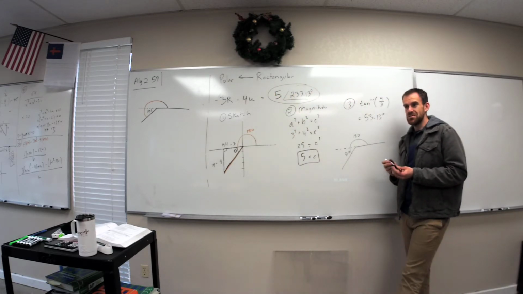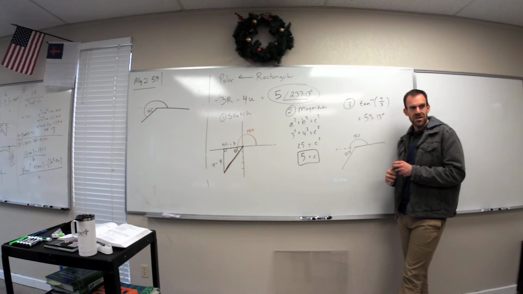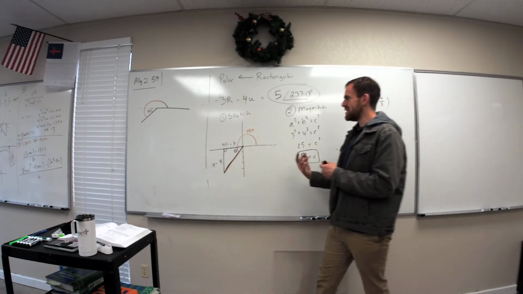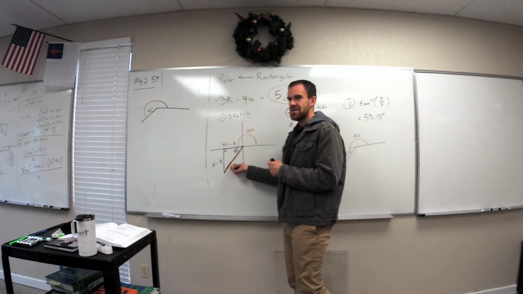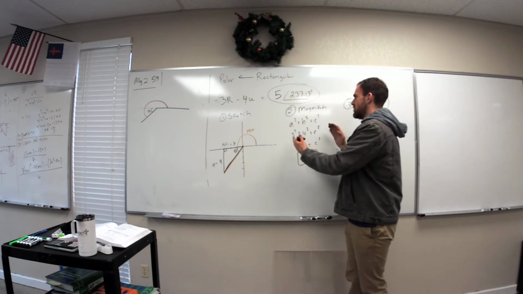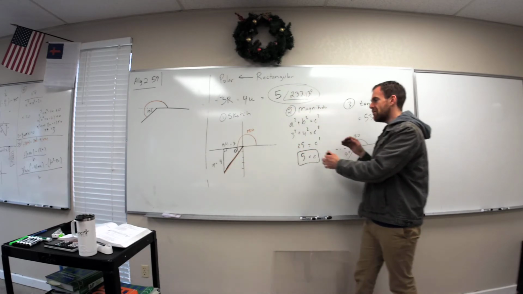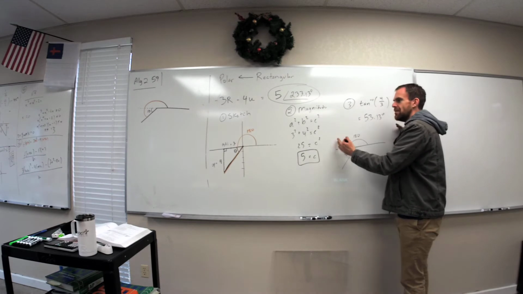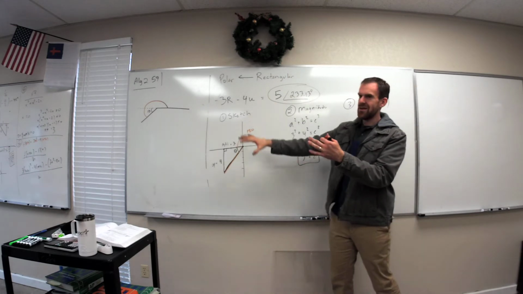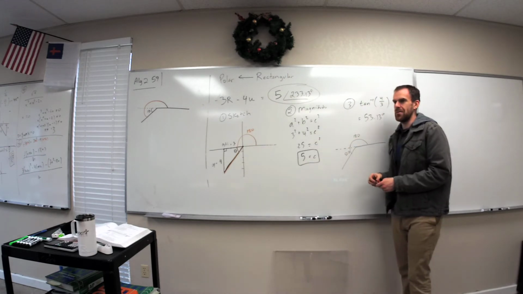So, steps to this problem, pretty straightforward. It's all stuff we've seen before. We've sketched, we've used the Pythagorean theorem, we've used arctangent. But now you're putting all of this together into one single problem.